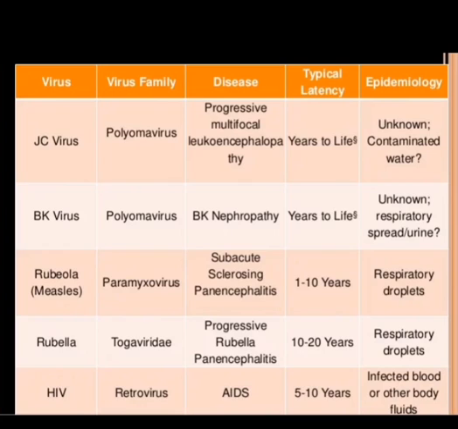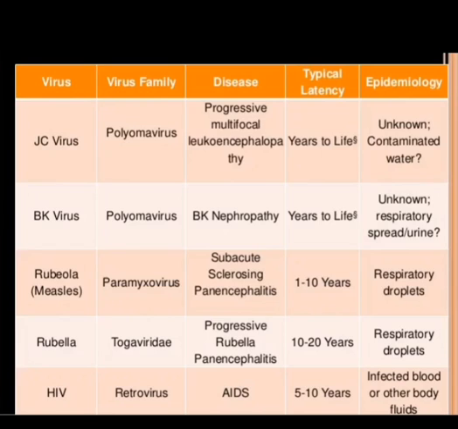Here we can look at the viruses, the family they belong to, what diseases they cause, the latency, and the epidemiology. The first one is the JC virus. It comes under the virus family polyomavirus. It causes progressive multifocal leukoencephalopathy. The incubation period is years to lifetime. The epidemiology is unknown, but we suspect it may be contaminated by water.